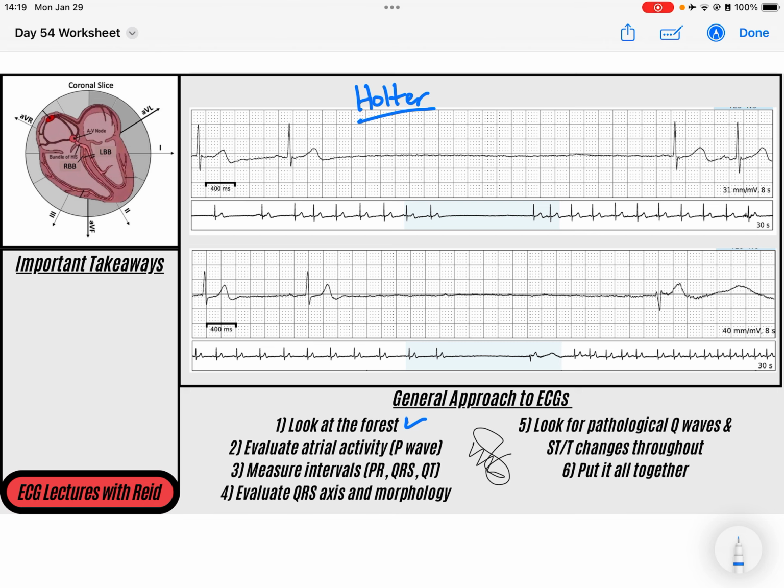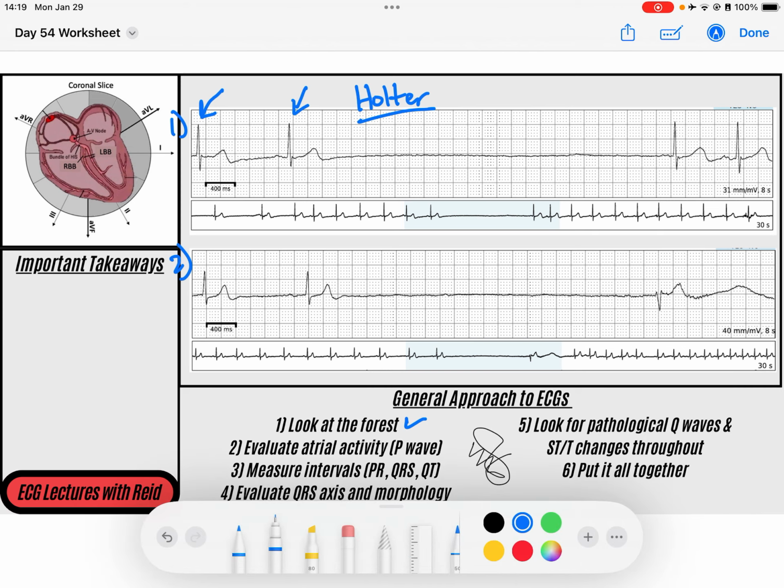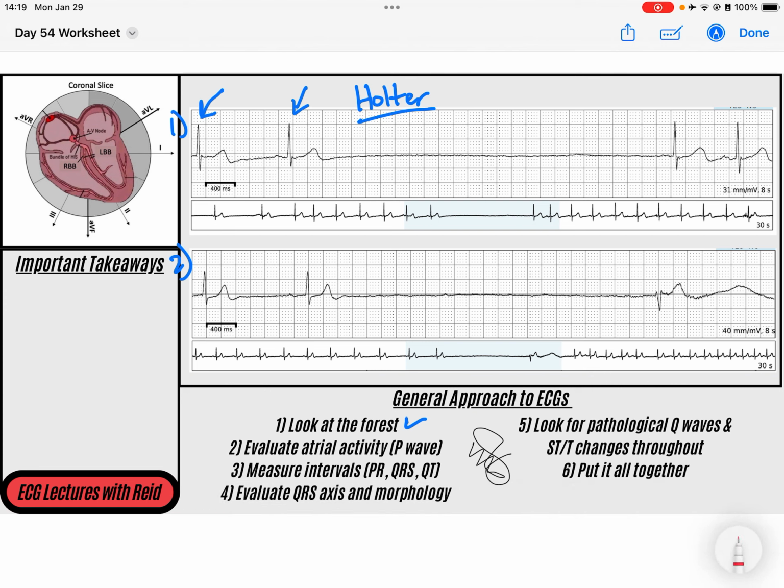And so when I look at this, I see that I've got narrow QRS here. These are two different strips, so this is essentially strip 1 and strip 2. They're not the same. So we've got a narrow QRS here, and then we've got a quite significant pause, this pause here. And then we have the resumption of beats again. And so first let's just figure out what we think is going on with this rhythm.